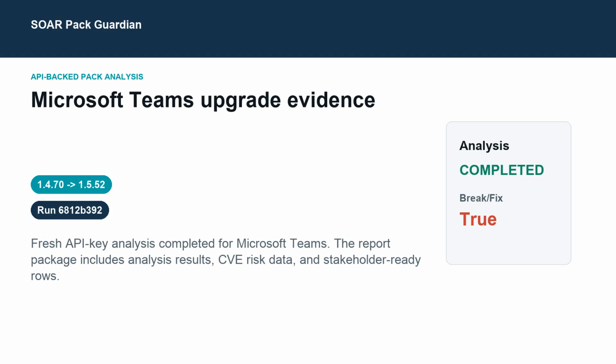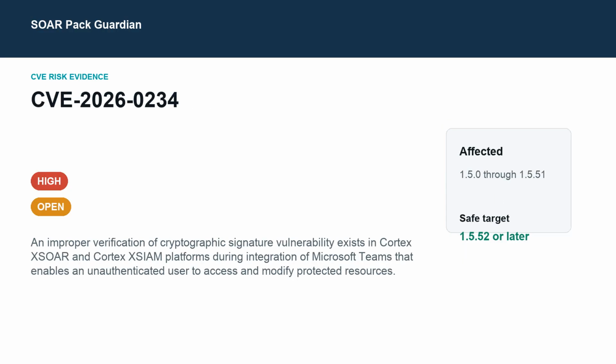SOAR Pack Guardian ran a fresh API key pack analysis for Microsoft Teams from Marketplace version 1.4.70 to 1.5.52. The API report returns CVE risk evidence for CVE-2026-0234, with the affected range documented as 1.5.0 through 1.5.51.